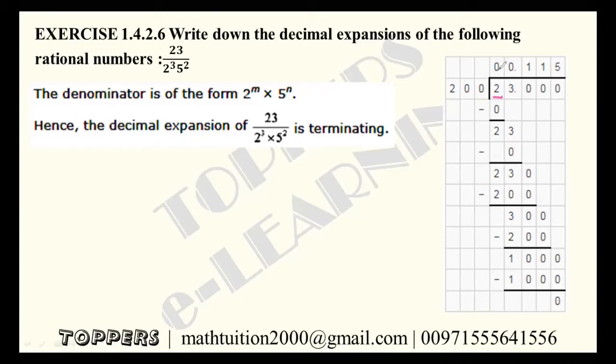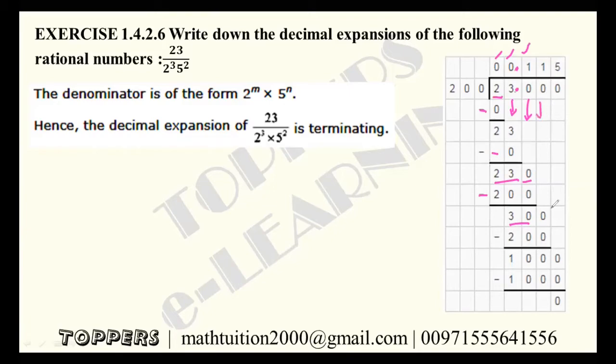How many times? 0 times. 0 times 200 is 0. On subtracting, we'll get 2. Bring this 3 down. 23, how many times? 0. 0 times 200 is 0. On subtracting, we will get 23. Nothing to bring down, so we put a decimal and add zeros. So this 0 we can bring down. So we got 230. How many times? One time. One time 200 is 200. On subtraction, we will get 30.